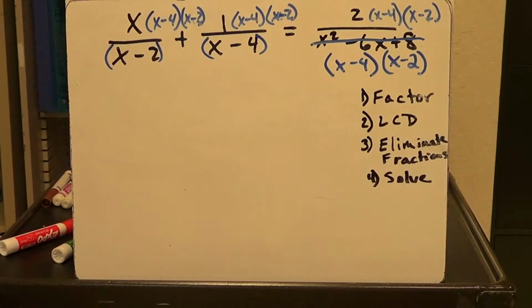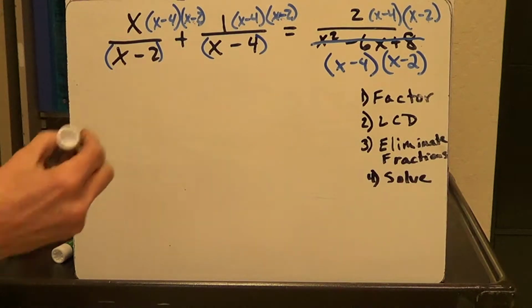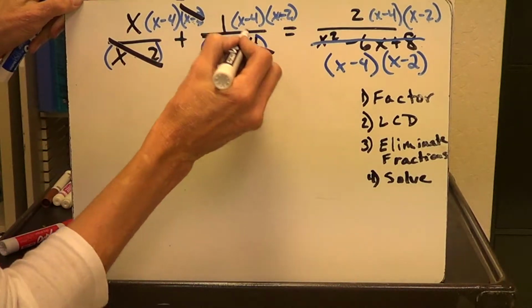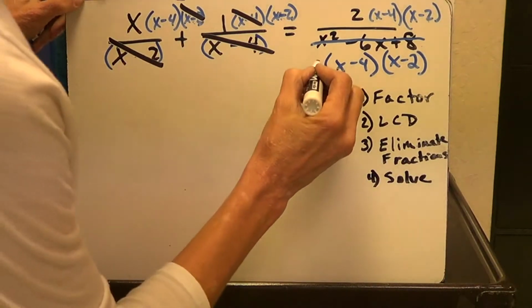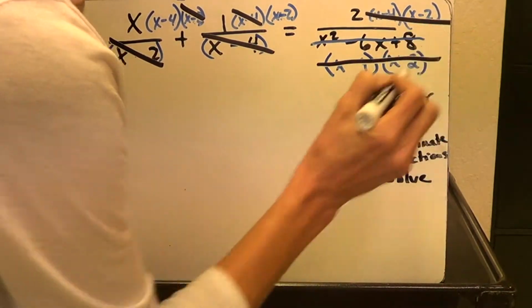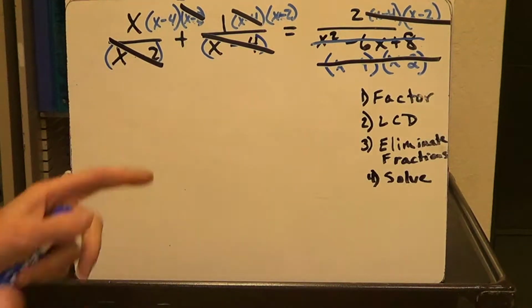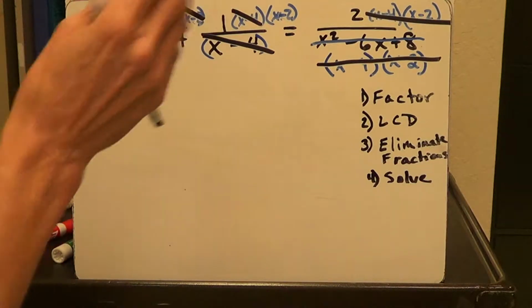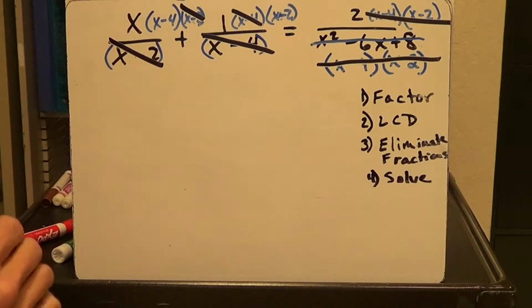Okay, now we go to solving it. The x minus 2's will cancel. x minus 4 will cancel. And now this whole thing cancels with that whole thing. So you've eliminated your fractions. If you don't end up eliminating your fraction on that step in these problems, you know something's wrong.